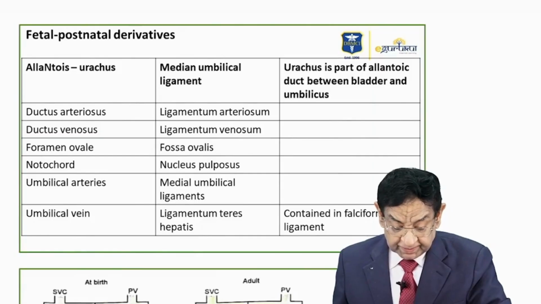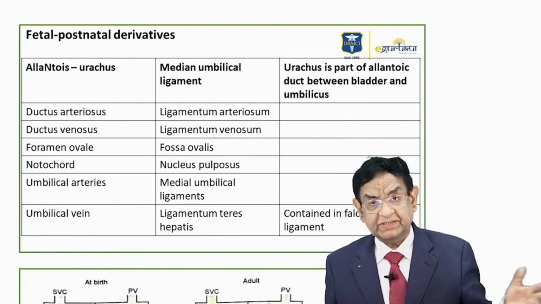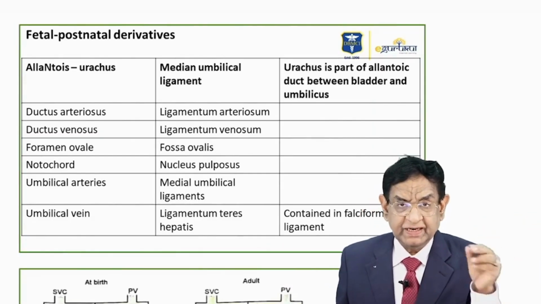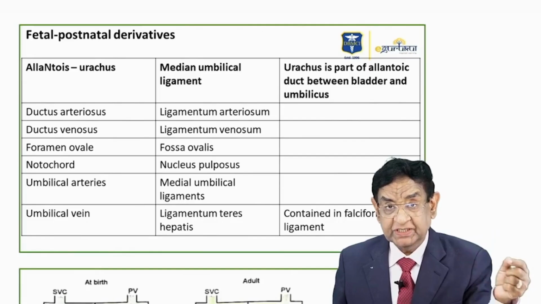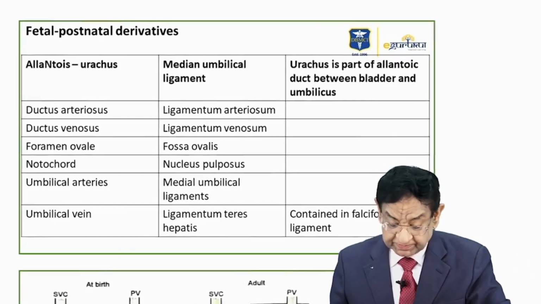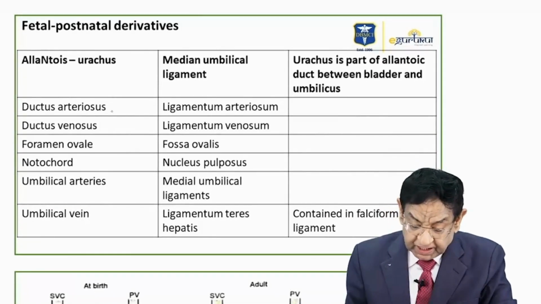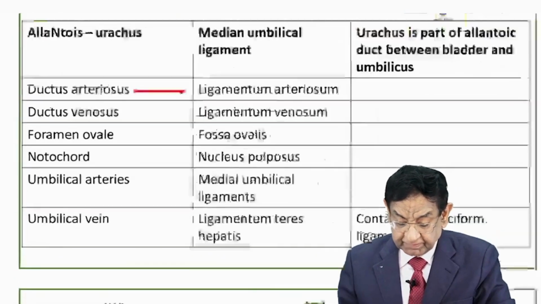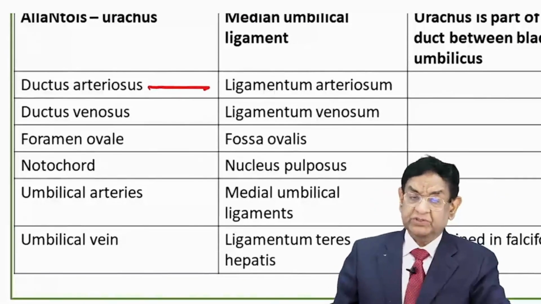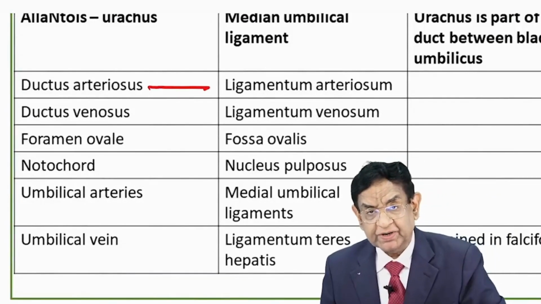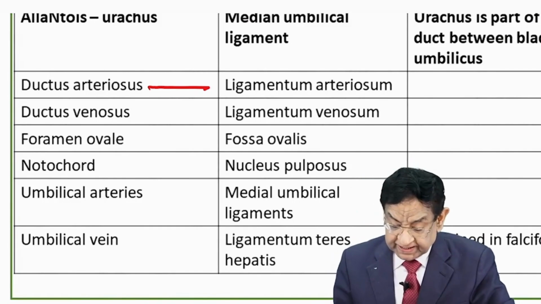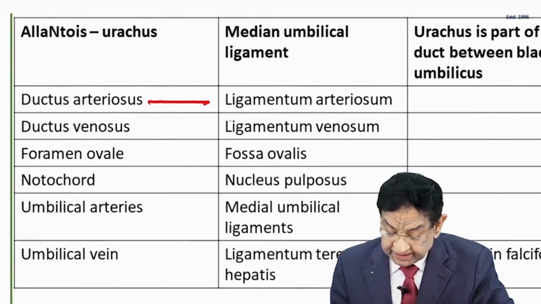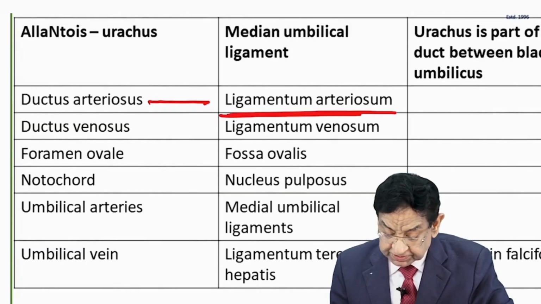What happened to these ducts after birth? What is the fate? What happened to these structures after birth? Let us see. We have a ductus arteriosus. Remember, what was this? It was uniting the pulmonary artery with the aorta, and after that in the adult it is a ligamentum arteriosus.